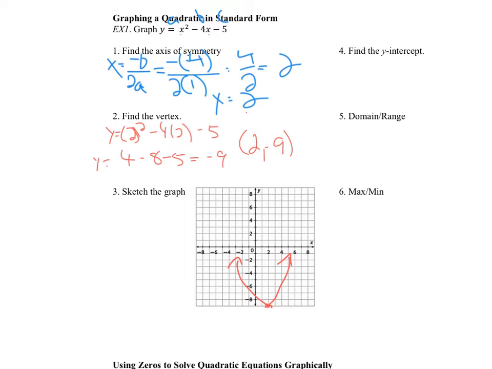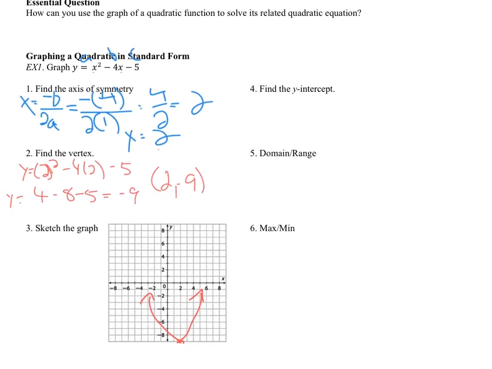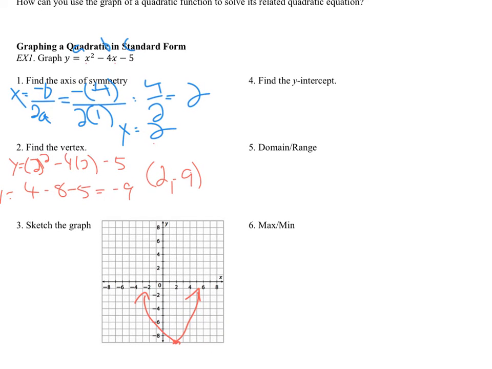Now find our y-intercept. To have a y-intercept, that's when we cross the y-axis, which means our x is 0. So we would substitute 0 in for x and simplify that out. 0 squared is just 0. Negative 4 times 0 is just 0. So then our y-intercept is a negative 5. So we would write that as 0, negative 5.